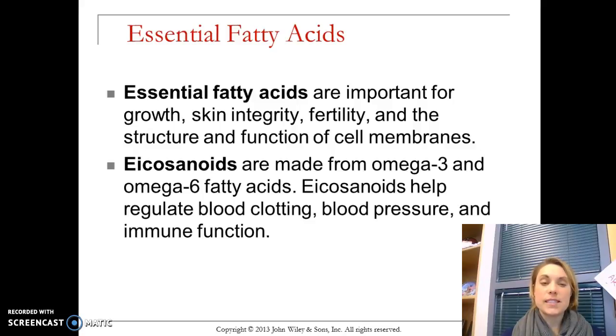We have two essential fatty acids, omega-6 and omega-3. Essential fatty acids are important for the growth, skin integrity, fertility, and then structure and function of cell membranes. Eicosanoids are made from omega-3s and omega-6s. They're going to help regulate blood clotting, blood pressure, and immune function.